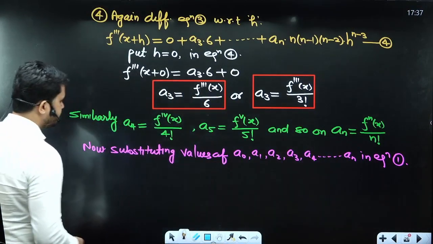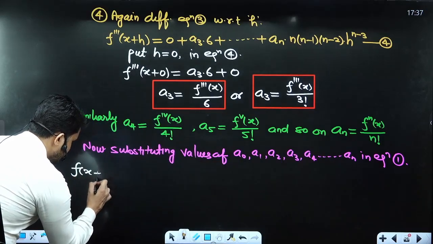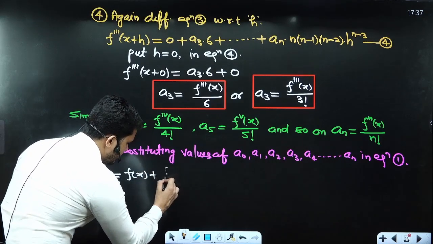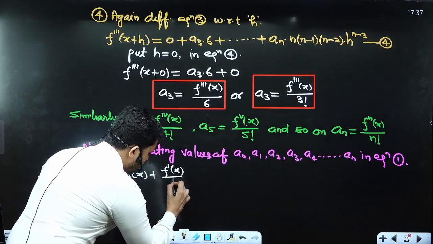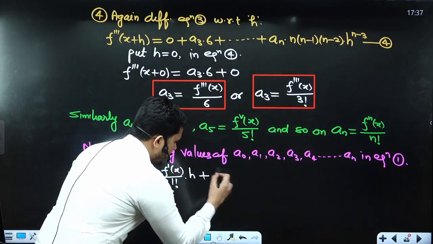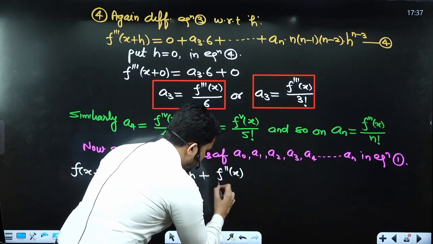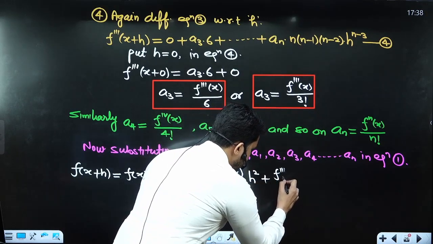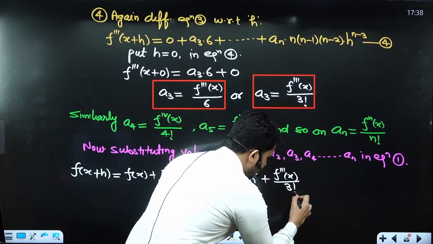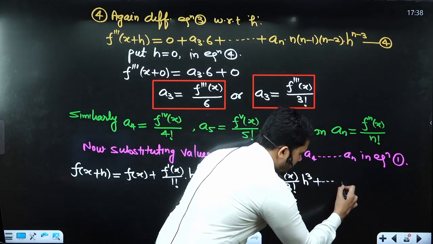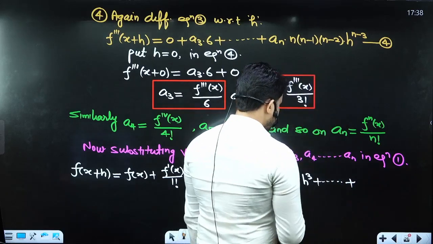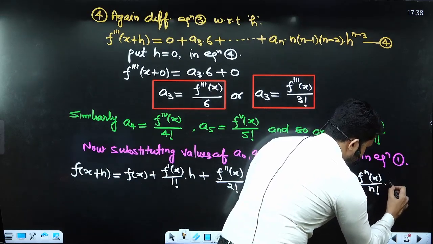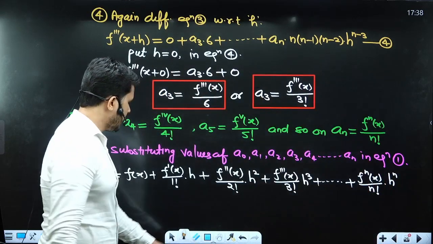Then it will become f of x plus h is equal to a naught, उसकी जगह रखेंगे आप fx, a1 उसकी जगह f dash x upon 1 factorial into h, फिर f double dash x upon 2 factorial into h square और f triple dash x upon 3 factorial into h cube and so on. At last fn x upon n factorial into h to the power n, like this.